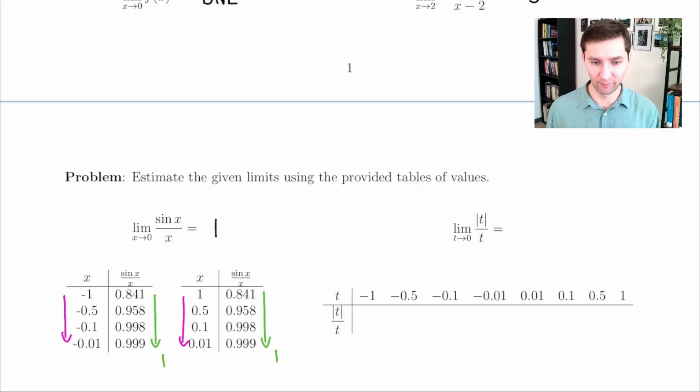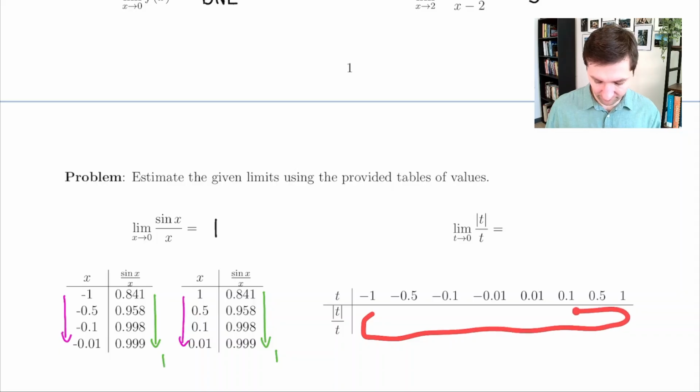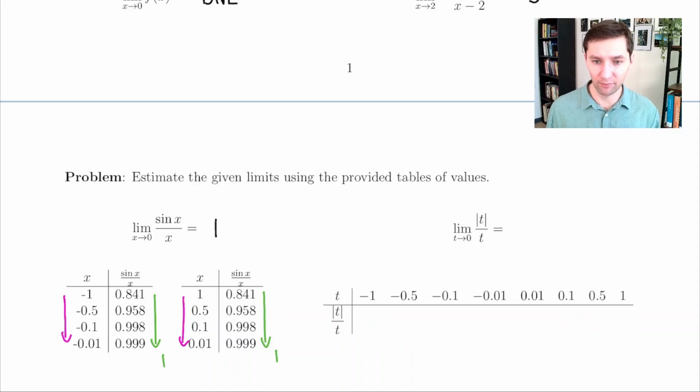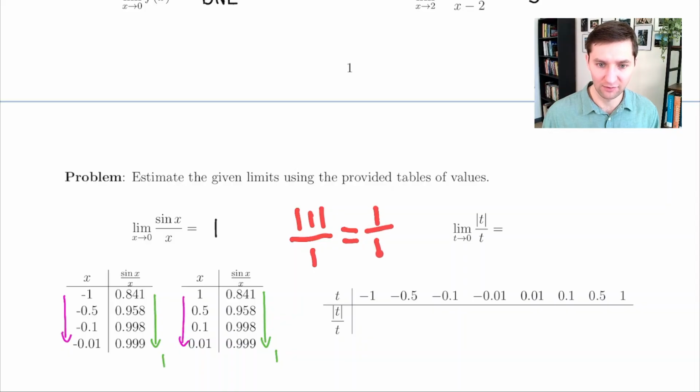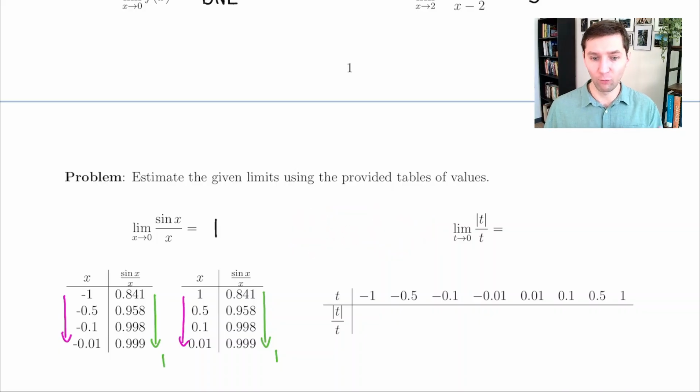In the second example, first, the table is horizontal. Second, it's half empty. We must complete it first. Let's plug in some of those numbers into the function absolute value of t divided by t. Let's start with 1. When I plug in 1 to this formula, I get absolute value of 1 divided by 1. Absolute value of 1 is just 1, so that is 1 divided by 1, which is 1. So, plugging in 1 to this formula gives you 1.